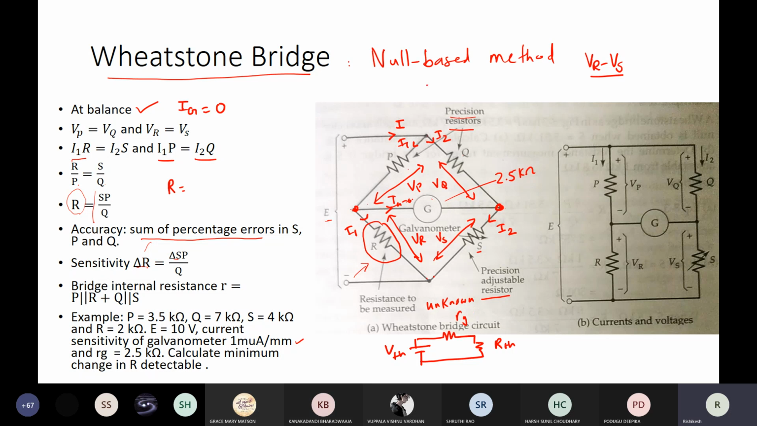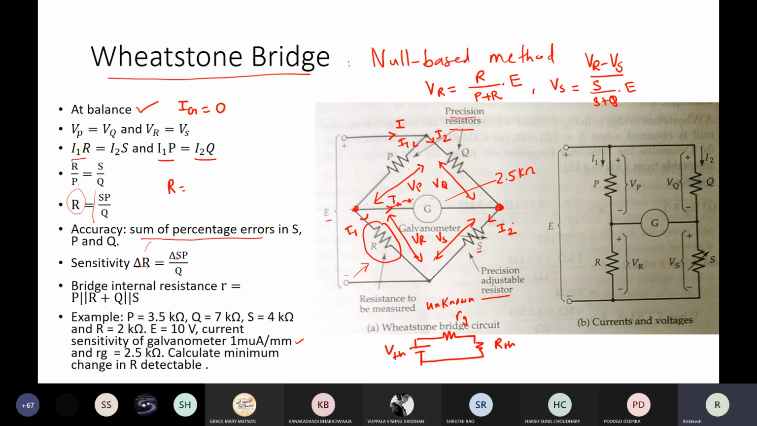But what is the voltage drop across R? It is R divided by P plus R, into E. And what is Vs? S divided by S plus Q, into E. And VR minus Vs will give me what? The Thevenin equivalent voltage, right? Am I right? Yes, sir.